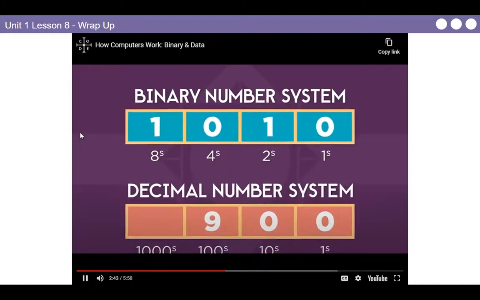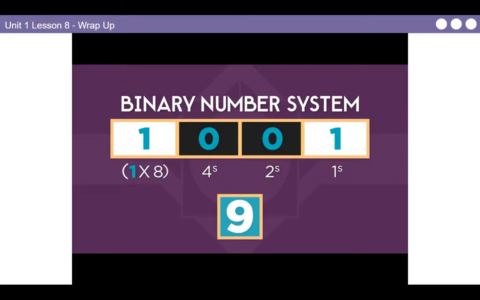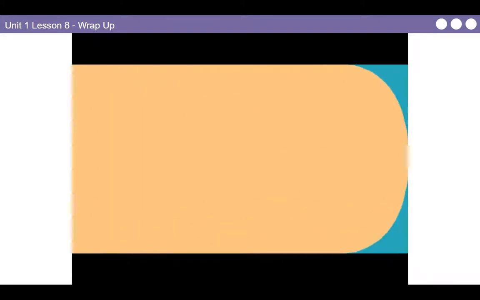For example, the number 9 in binary is 1001. To calculate the value, we add 1 times 8 plus 0 times 4 plus 0 times 2 plus 1 times 1. Almost nobody does this math because computers do it for us.